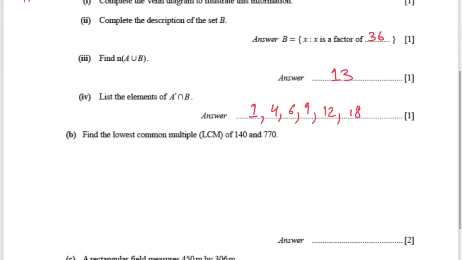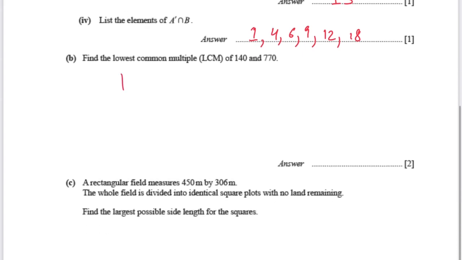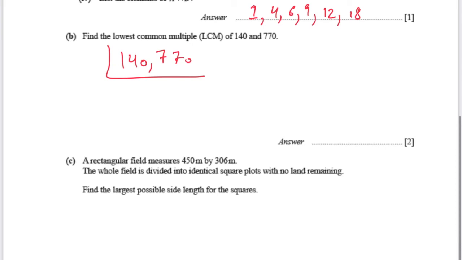Okay, let's move on. The next part says find the lowest common multiple of 140 and 770. So the easiest way of doing this is we write these numbers right next to each other, 140 and 770, and we start dividing them. Let's find the biggest number that we can divide both of them by. I think that's 7. So we divide them by 7. I get a 20 here and I get 110 over here. Now let's divide them by 10. So I get a 2 here and I get an 11 over here.